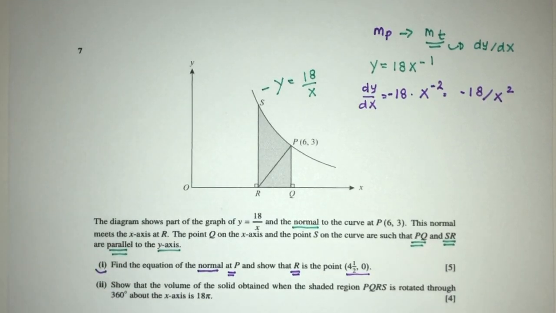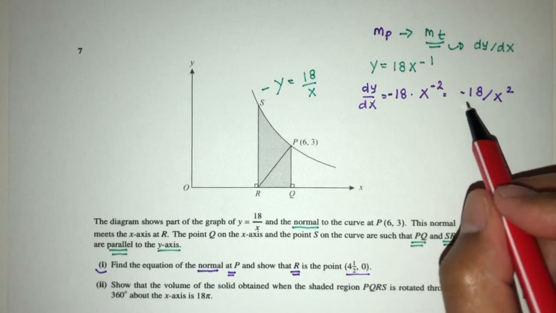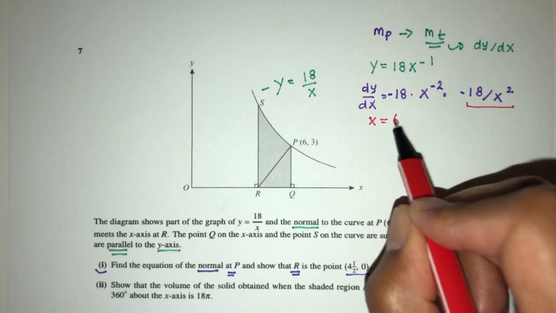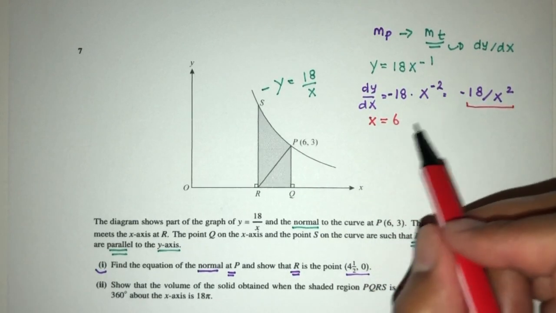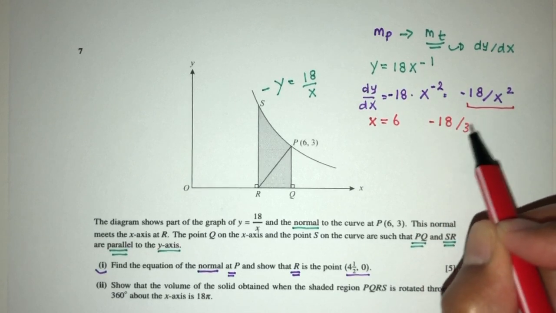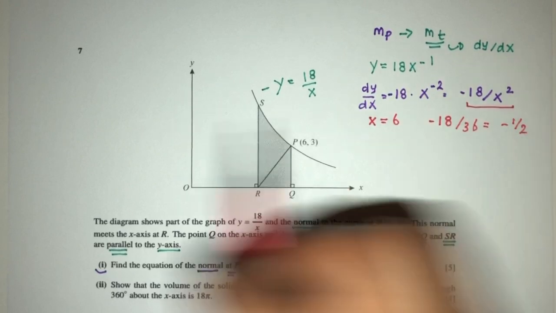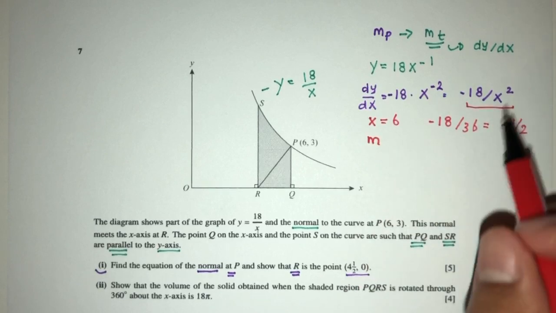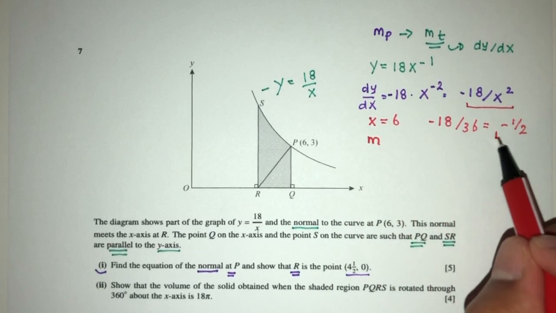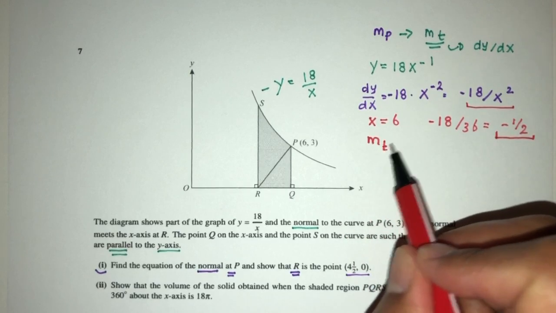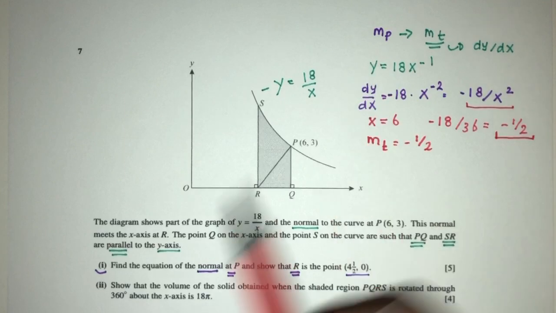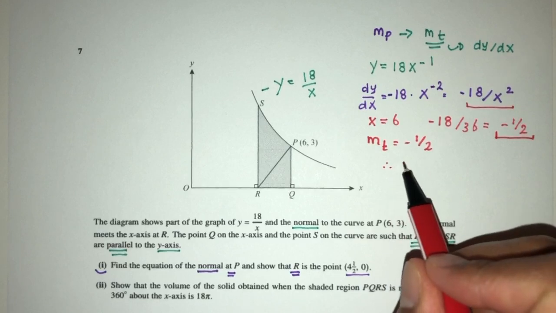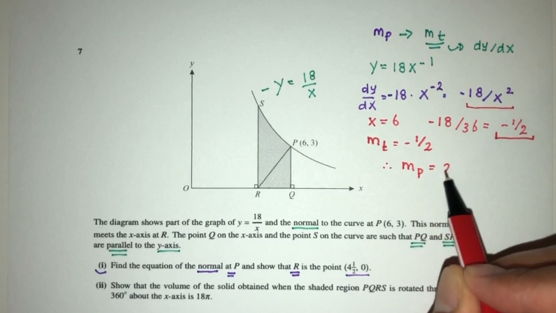Now what else do we need to do? We have to find the gradient, so dy by dx at the point P, where the value of x is equal to 6, as you can see here. That will be minus 18 divided by 36, which is minus half. So the gradient of the tangent is minus half. Now we know that the gradient of the normal is perpendicular to the tangent. This will lead to the gradient of the normal being 2.